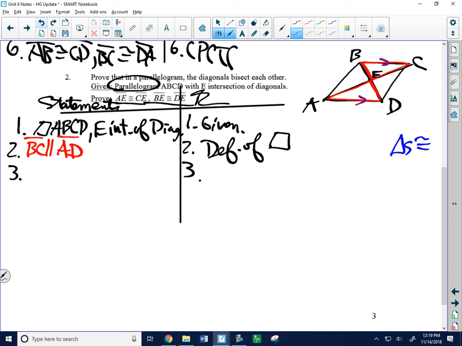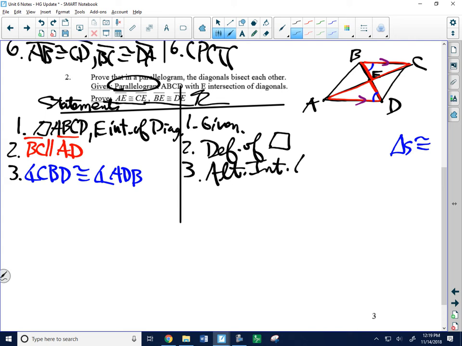Definition of parallelogram. And then same as number 1, the next step would be that we have alternate interior angles. And so I'm going to choose this one and this one. So that is angle CBD, or if you like, you could call it CBE, same angle, congruent to angle ADB. Or you could also say ADE. And again, those are alternate interior angles theorem.